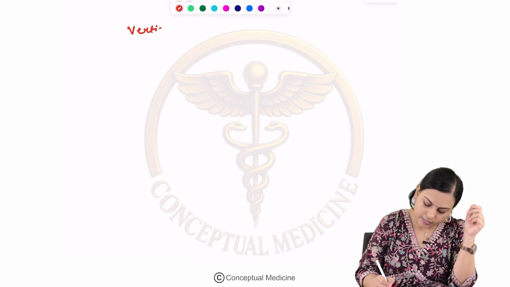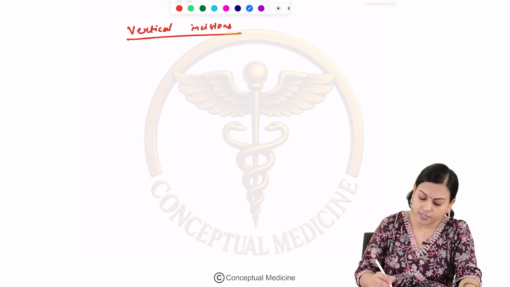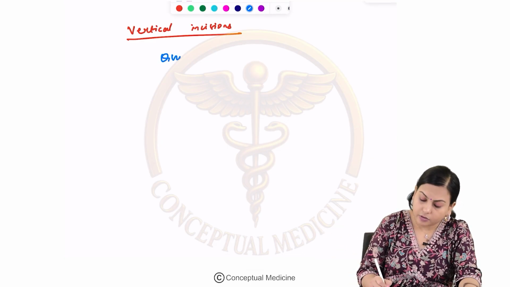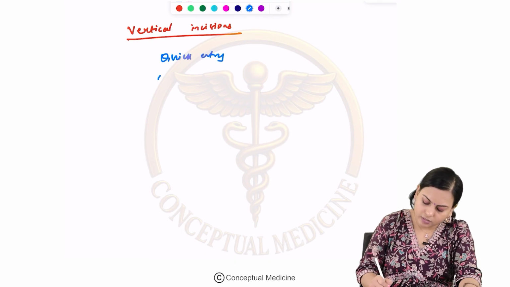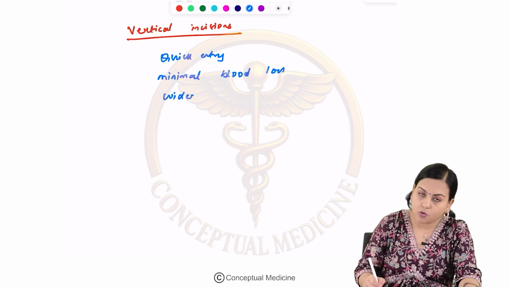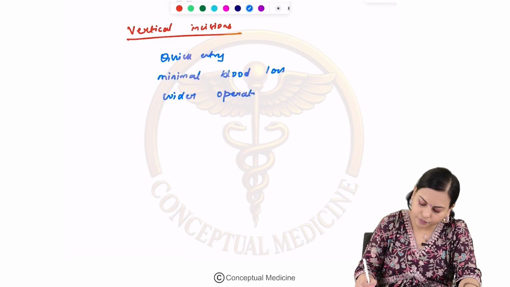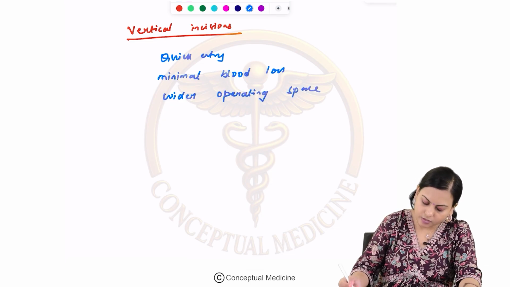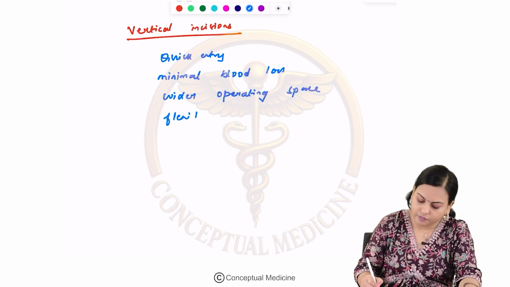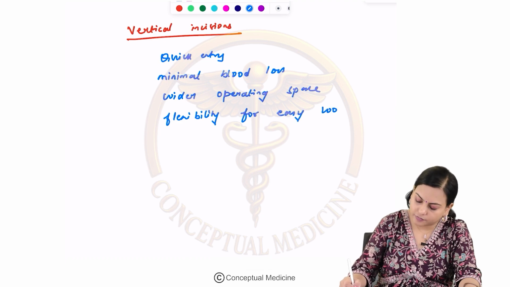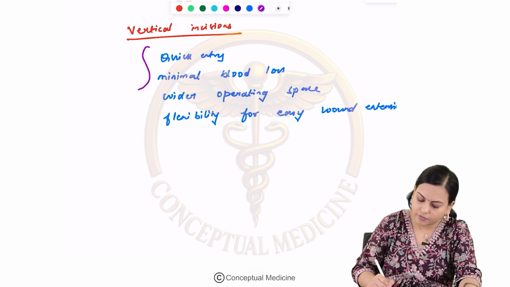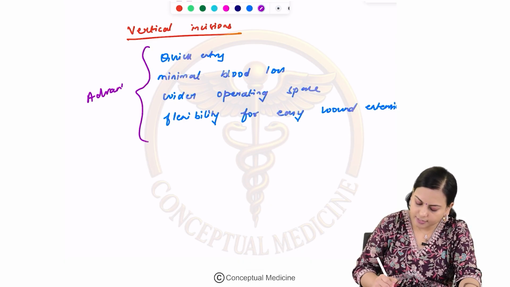So, when you take vertical incisions, advantages of vertical incisions include we can have a quick entry, there is minimal blood loss, we have a wider operating space, then you can even have flexibility for easy wound extension. Yes? Okay, so these are the advantages of vertical incisions.